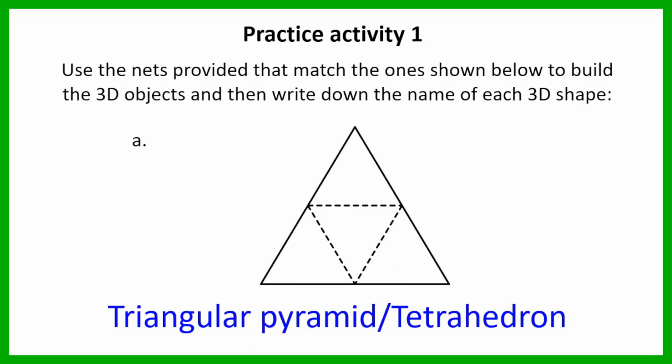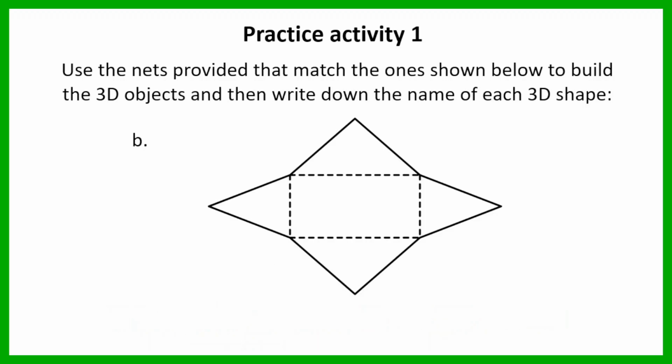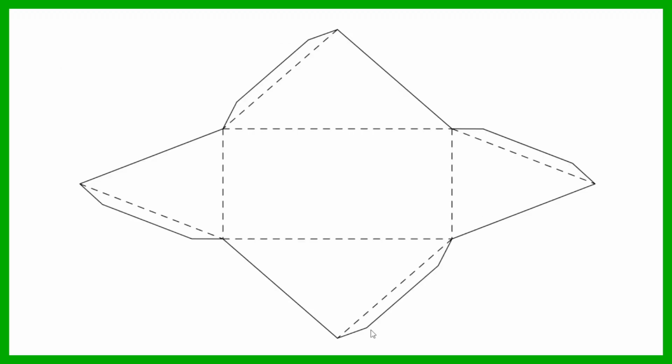Okay, now let's go on to the next one that you're going to build. For this one, you're going to build a 3D object with the net that matches this one. It should look something like this. If you haven't got it, again, you can quickly take a screenshot and you can print that out for yourself. And then you can do this activity.